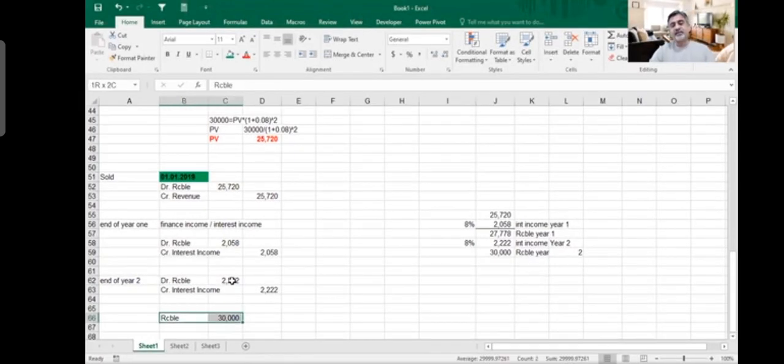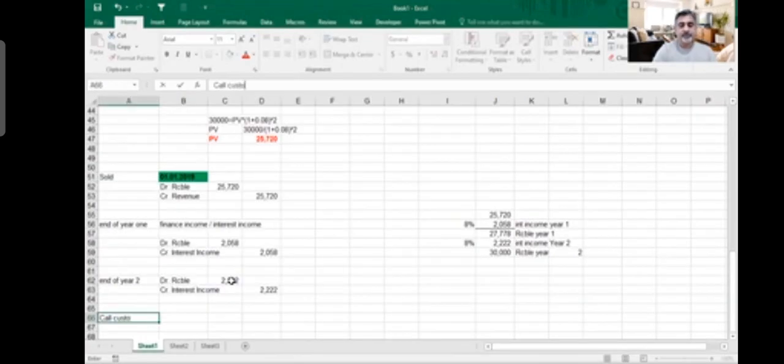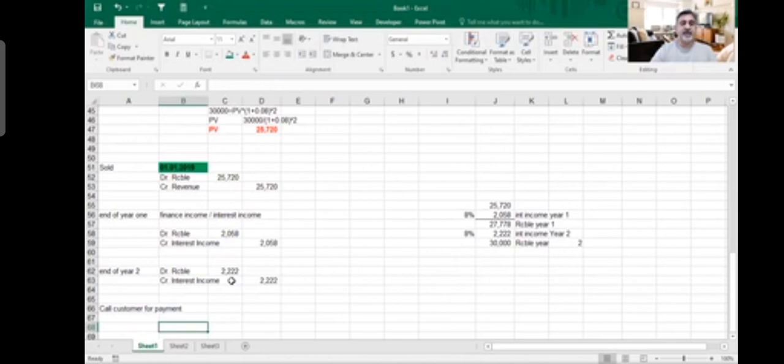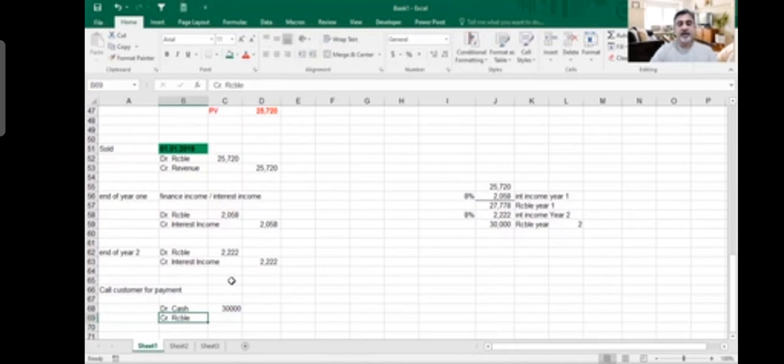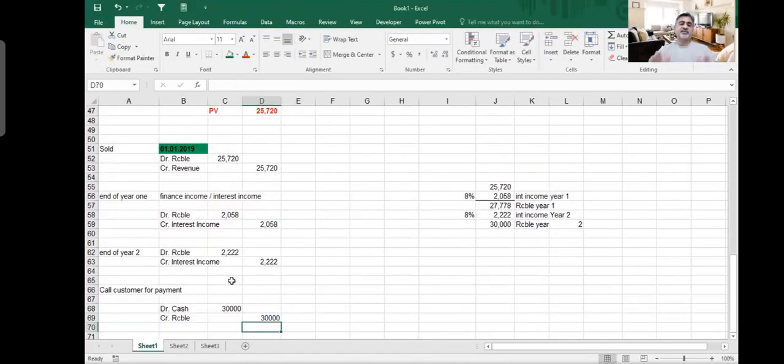And here, when you have this receivable, now you call the customer for payment. And the customer comes in and he gives you cash and you say, debit cash 30,000, what he will pay you, or maybe the bank, whatever, and credit receivable. And you write away your receivable like this. This is how it should be done.